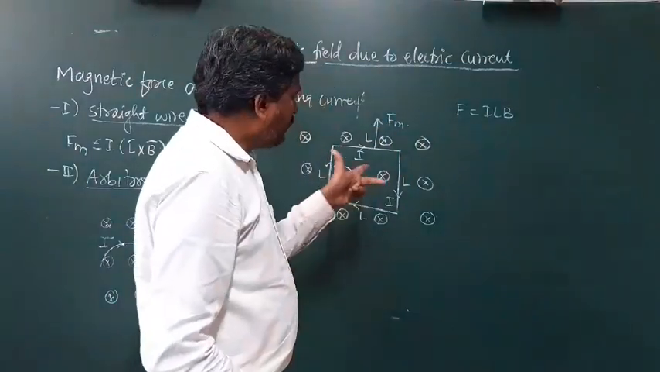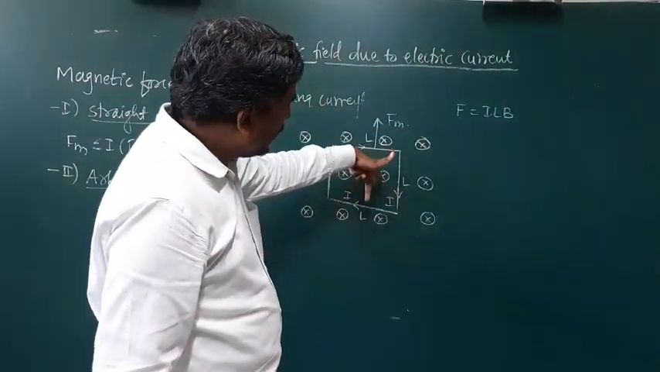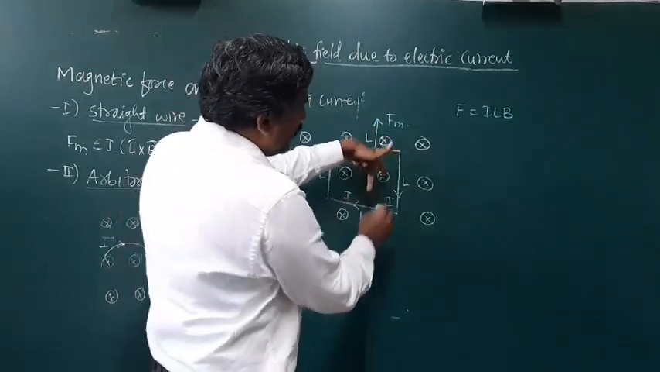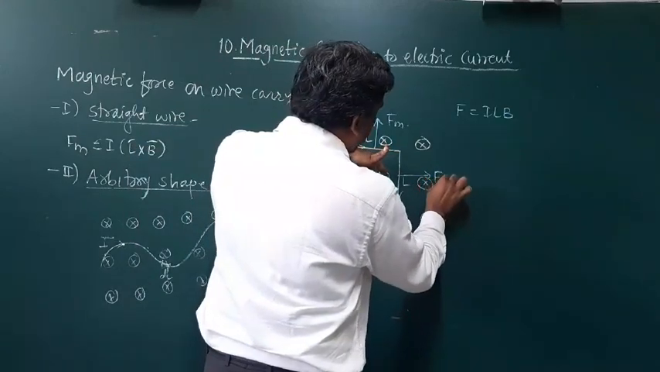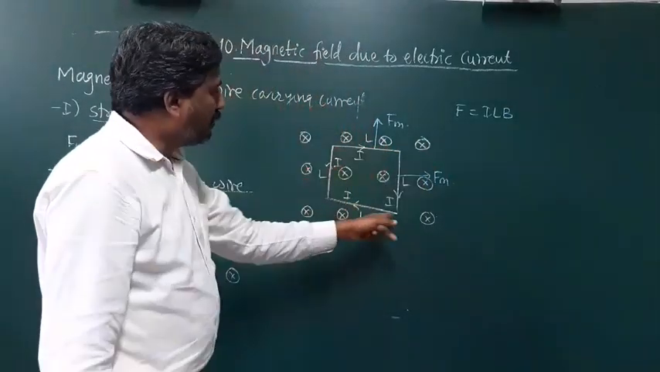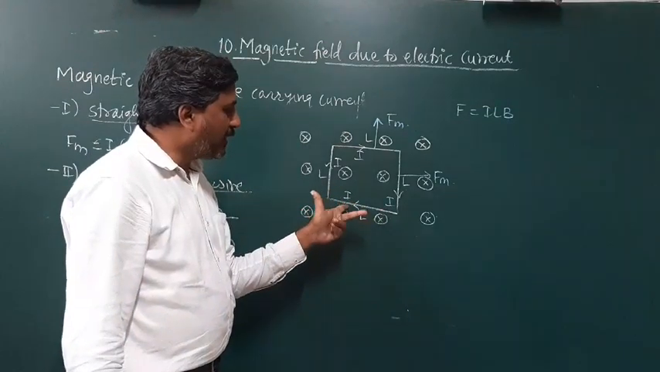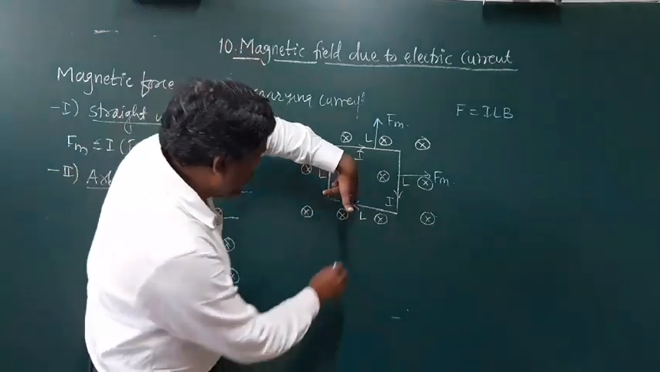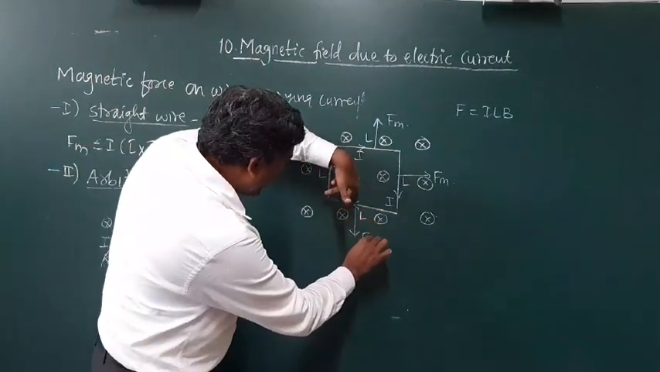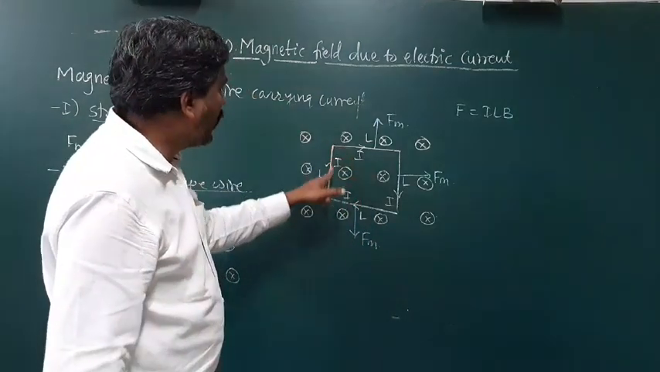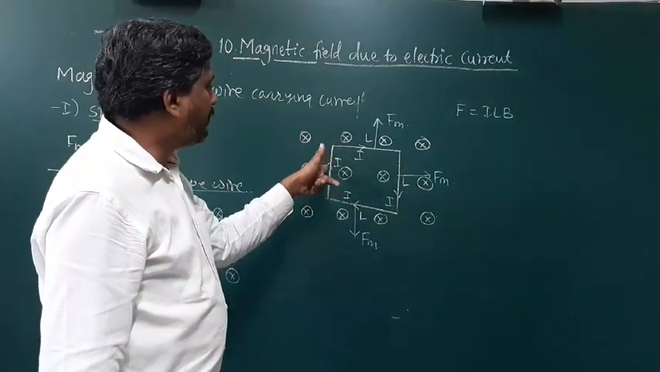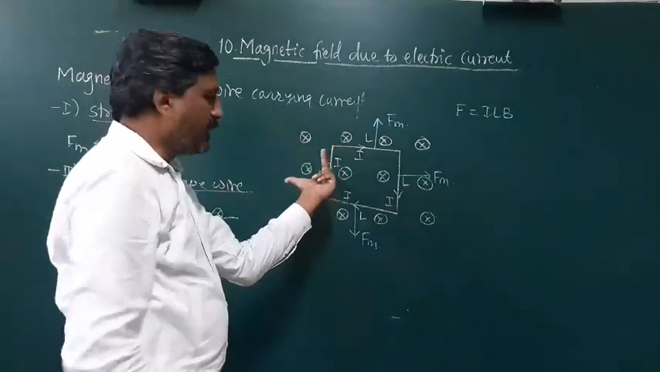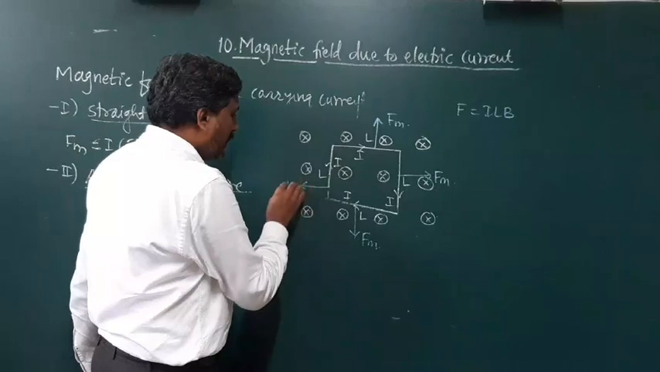For this part, the magnetic field is in this way, the current is in the downward direction, and this will be the direction of force. Now for this part, the field is in this way, the current is in this direction, and the force is downward. Now for the uppermost part, the magnetic field is in this way, the current is in the upward direction, the middle finger shows current, and the force is in this direction.